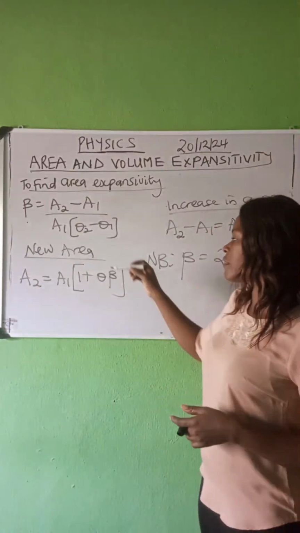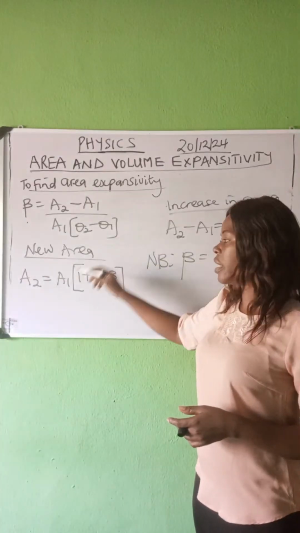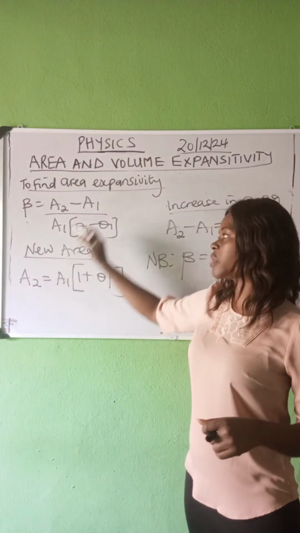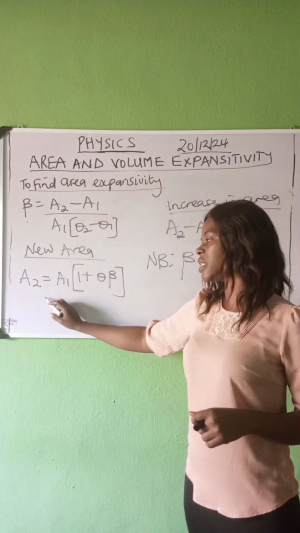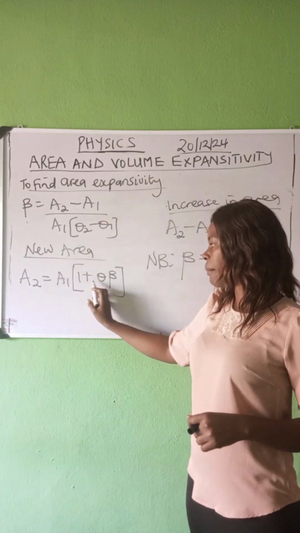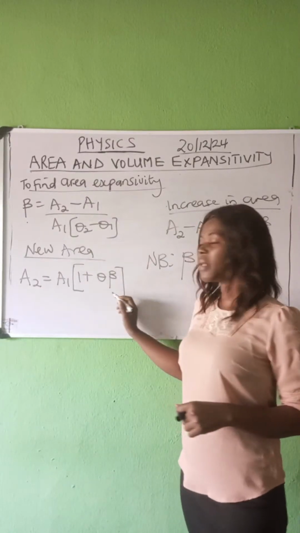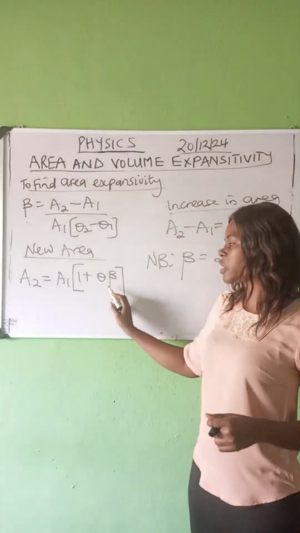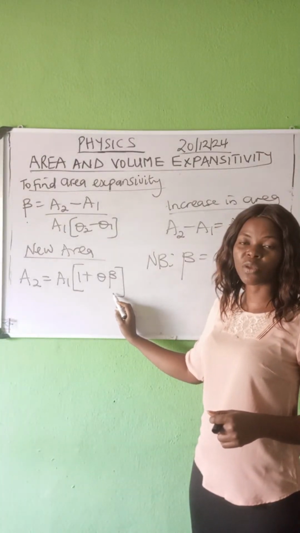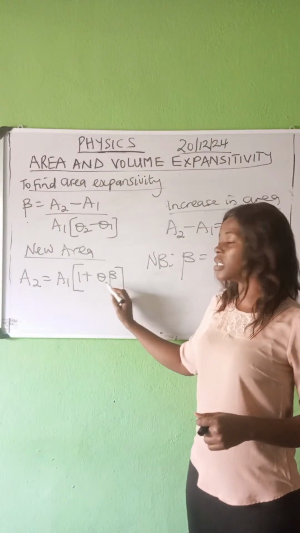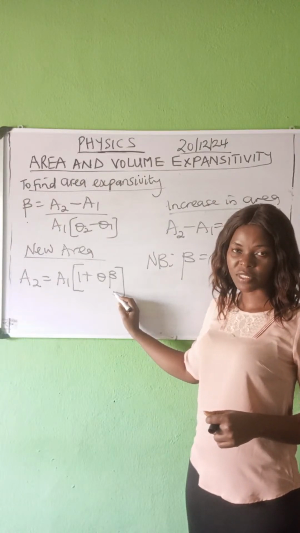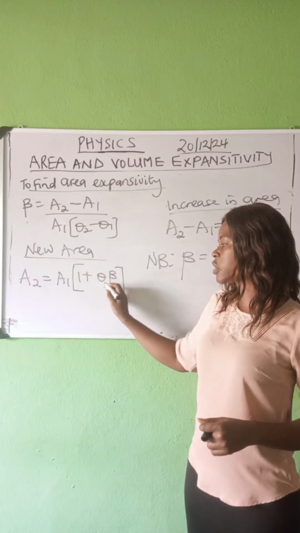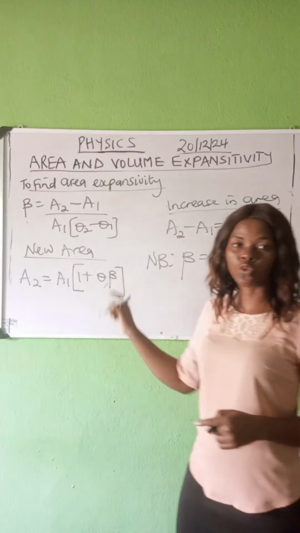Now, if you're asked to find the new area, it is just like the way we solve for linear expansivity, making A2 the subject of the formula. The formula becomes A2 equals A1 bracket 1 plus theta beta. I remember that when I was solving yesterday, I told you that when you get to this point, there must be a multiplication sign connecting the temperature and the area expansivity. So you don't need to add before you multiply. The first thing is to multiply this before you add whatever you have to 1.